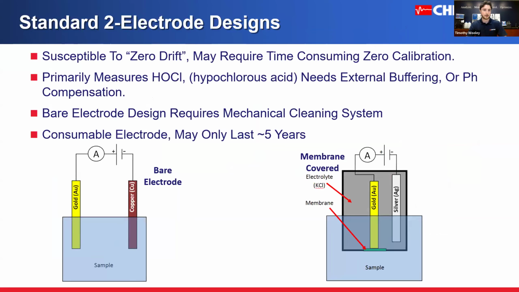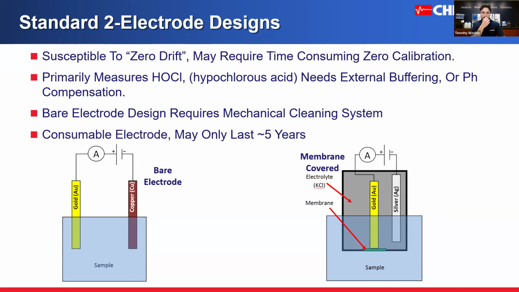I'm going to talk a little bit about our standard 2-electrode design. This one is currently not in production. We've moved on to the 3-electrode design that I showed earlier. But many amperometric chlorine probes out there do still use this 2-electrode design.